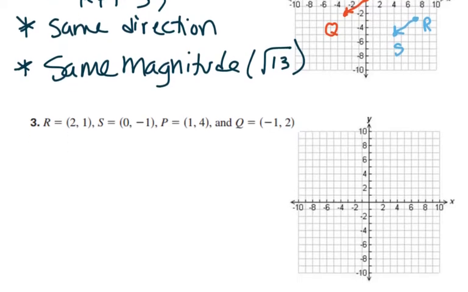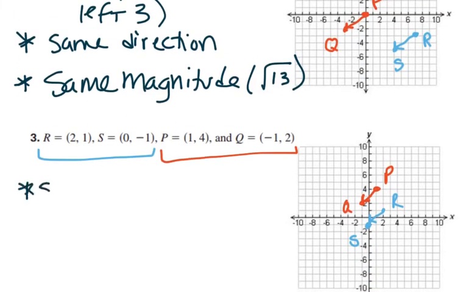Alright, this next one, they want you to do the same thing, so we're going to plot 2, 1, so that's there, and then that's traveling to 0, -1. So down 2 over 2. And then the next one is going from P to Q, so P is at 1, 4, and Q is at -1, 2. And so again, they're having the same path of down 2, left 2.